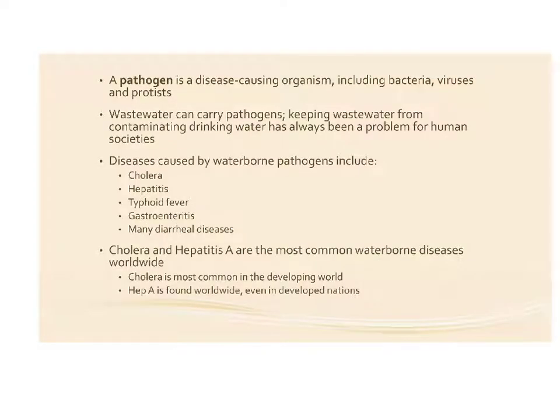A pathogen is a disease-causing organism, and these can include bacteria, viruses, and protists as well. Wastewater often carries pathogens, and you can imagine why. Keeping wastewater from contaminating drinking water has always been a problem for human societies. You definitely do not want your waste getting into water because human and livestock waste can cause disease. So what are some diseases that are caused by waterborne pathogens? Cholera, hepatitis, typhoid fever, all kinds of gastroenteritis and gastrointestinal illnesses, and many diarrheal diseases.